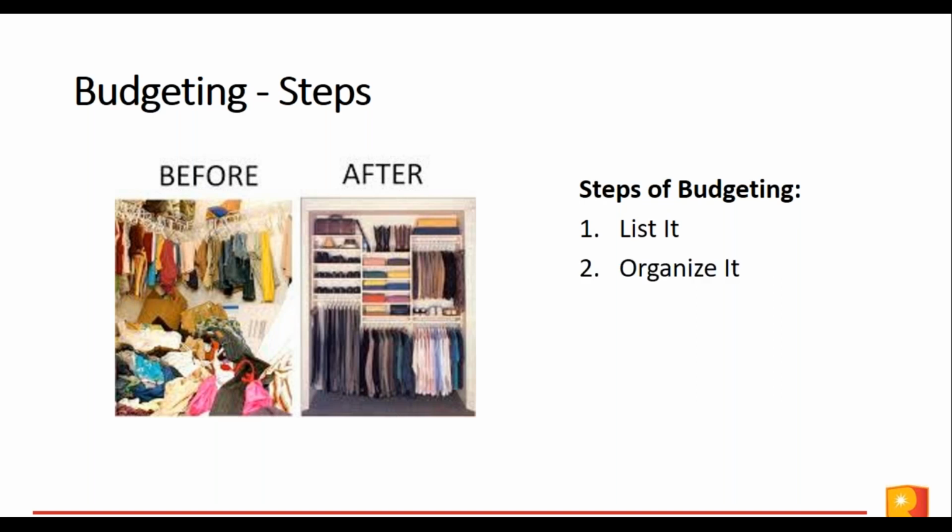The second step is organizing it, right? I might take all these different things out of that closet that I've put on the floor, and I might have a trash pile. I might have a take-it-to-the-thrift-store pile. I might have a keep-it-because-my-grandmother-gave-it-to-me pile. I start to organize things into groups, things that go together. I start to get a clearer picture of what it is that I'm working with.